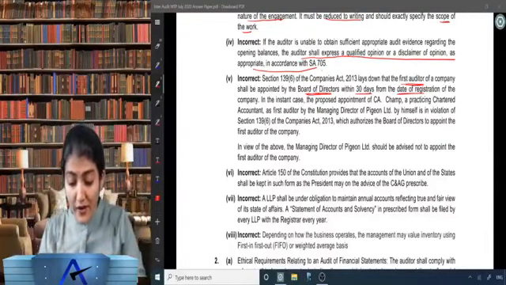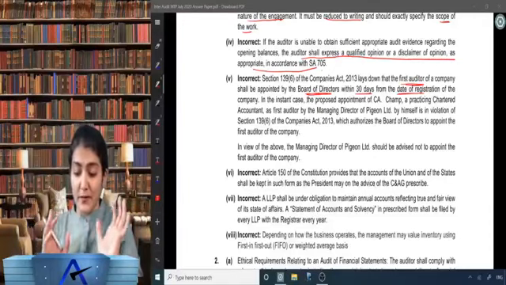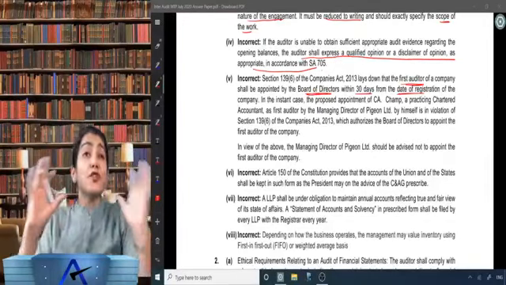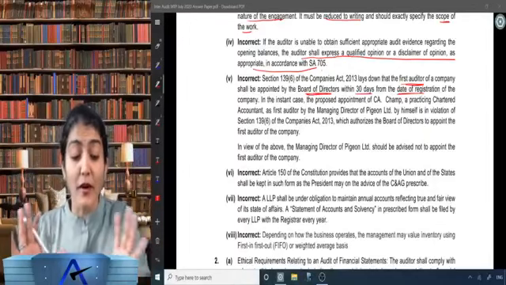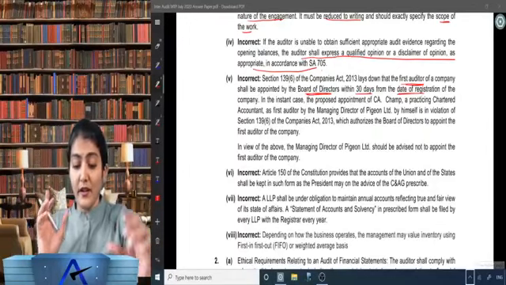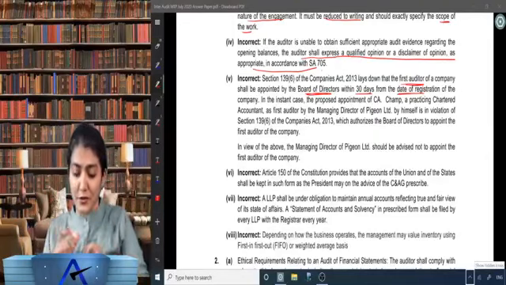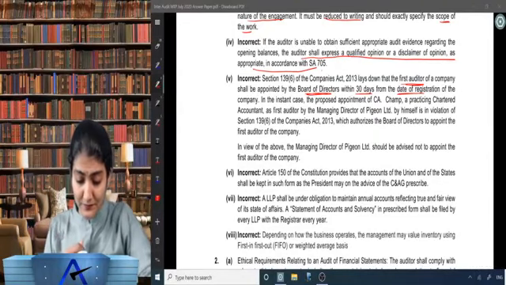In view of the above, the managing director of Pigeon Limited should be advised not to appoint the first auditor of the company. Right? So these are like mini case studies asked over there. Right. Next one.